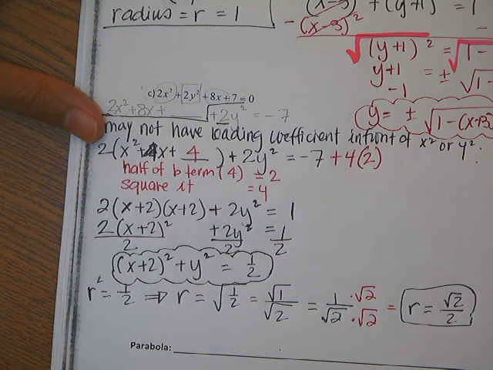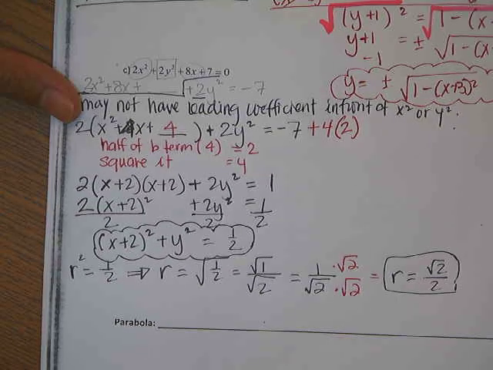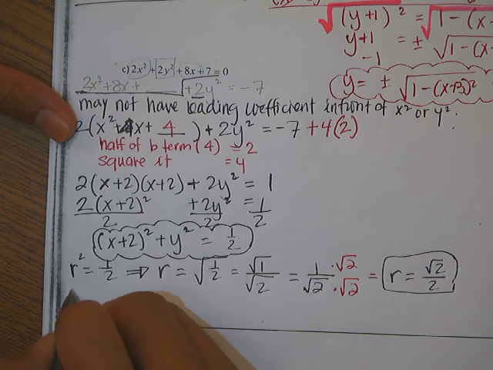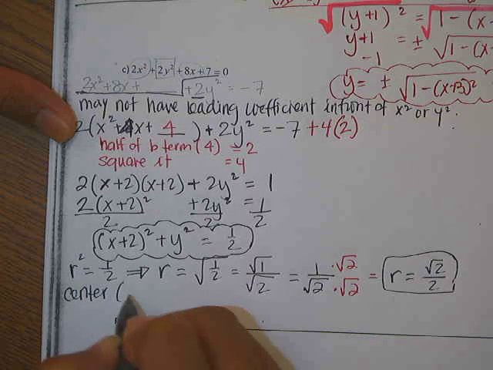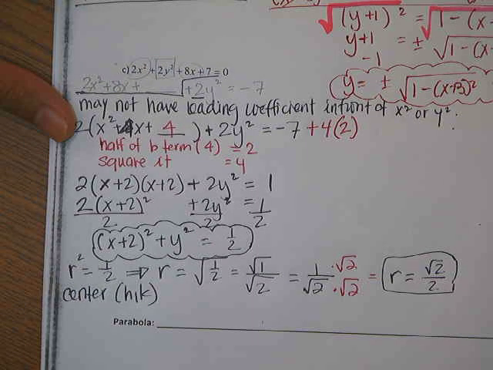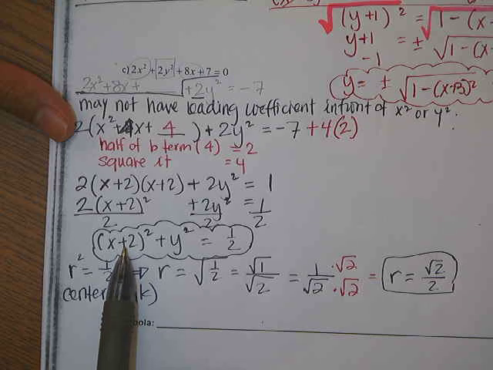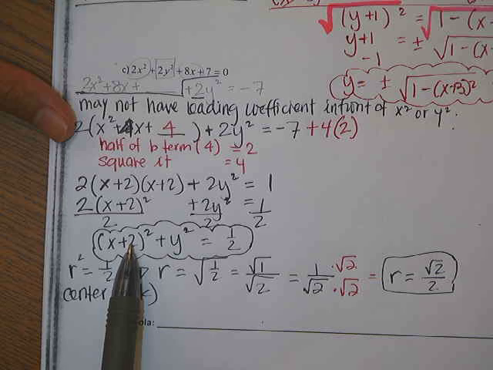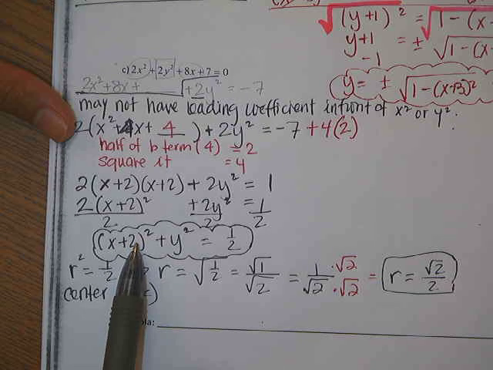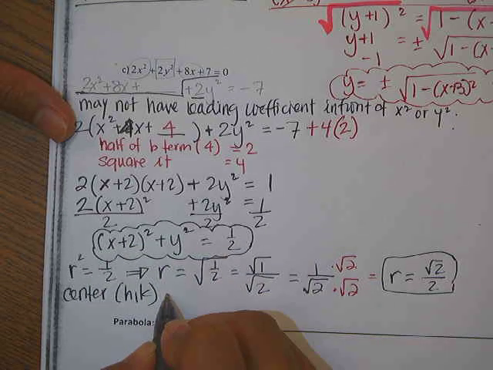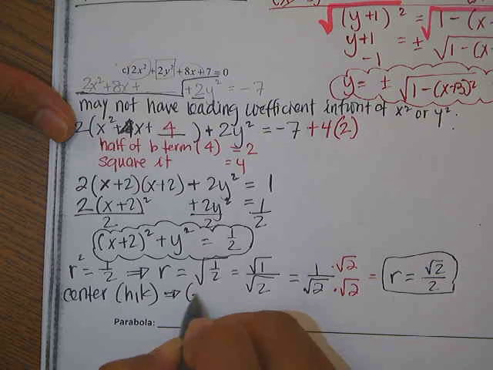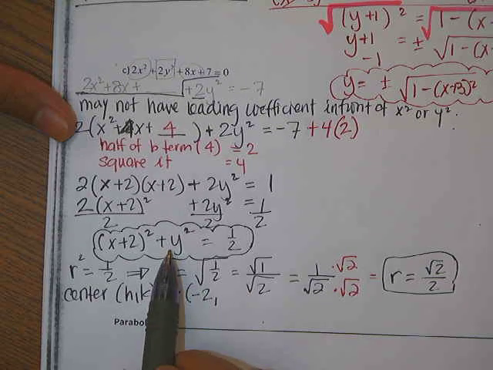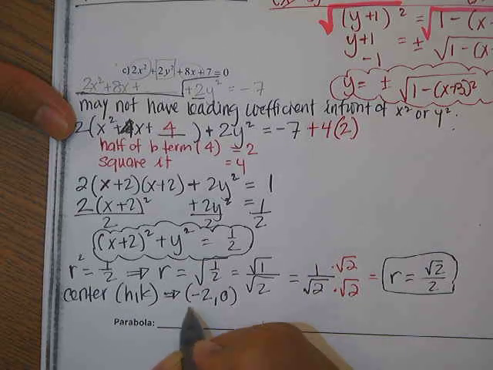Then let's look for the center. The center is h comma k. Well, h is here. Remember, this is x minus a negative 2, x minus negative 2, so my h is negative 2. Well, this is just simply y squared. It doesn't have anything with it, so k is just 0.